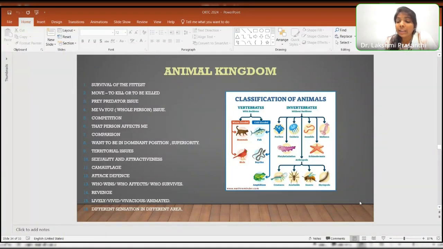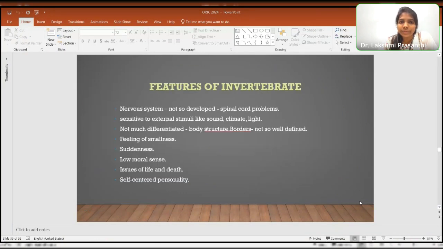Okay. And the animals are further classified into vertebrates and invertebrates. So let us discuss the features of invertebrates. Invertebrates are those in which the nervous system is not so developed. There are spinal cord problems. They are so sensitive, so primitive in development that the external stimuli, any soft thing or anything, produces an issue or causes a trouble.